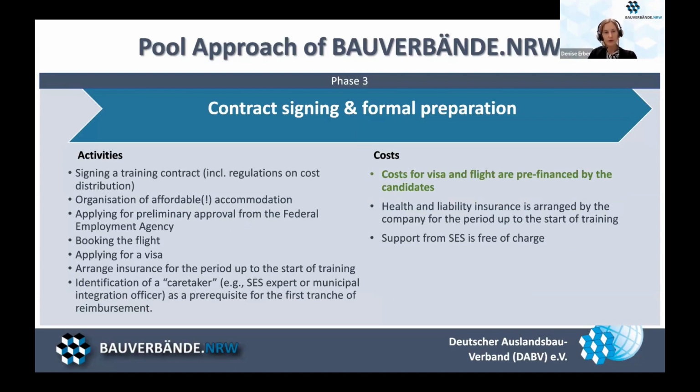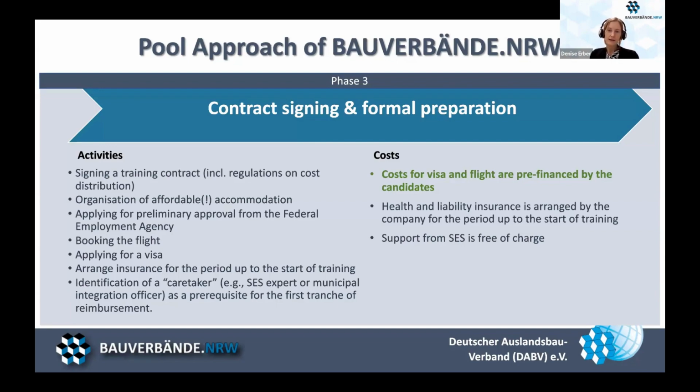So in the third phase, we have the contract signing and the formal preparation. First, the contracts are all basically the same trainee contracts, but they should include the regulations on cost distribution, so the reimbursement of the costs later on. Also, the company has to organize affordable accommodation. Usually, because we are matching them with construction companies, also from building construction, they have connections, so most of them have affordable accommodation they can offer to the candidates. I think it was about 15% who, after the interview, have to say, no, we cannot offer you an apprenticeship because we weren't able to find accommodation for you. So it's really just a small number where we have that trouble.